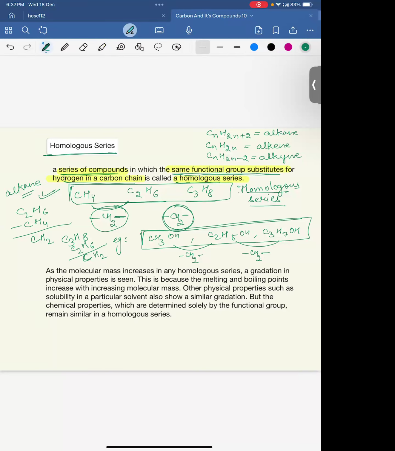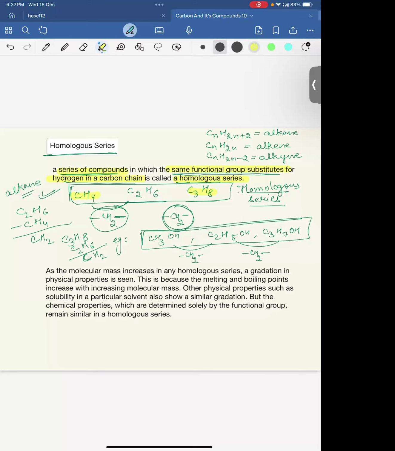Okay, is it clear for everyone? Yes, ma'am. Now, some properties. Why are we studying this homologous series? What happens when we move from an alkane of lower mass to an alkane of higher mass?